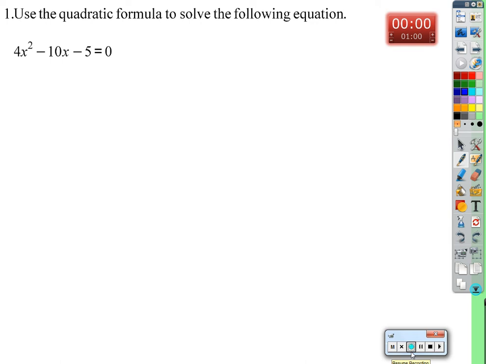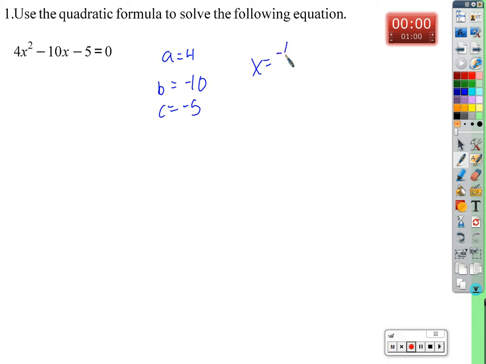Alright, so it says to use the quadratic formula. We need to know what our A, B, and C are. So what's A? 4. 4, and B? Negative 10. There we go. Negative 5. Easy, easy.